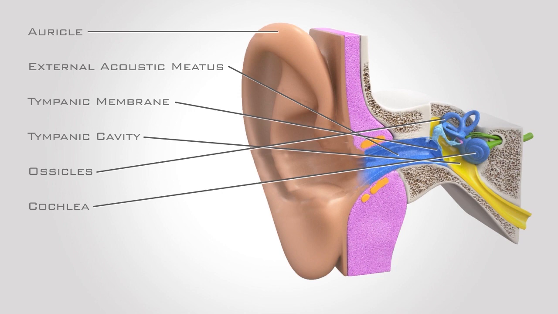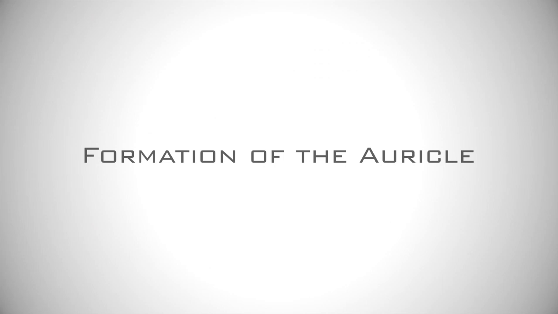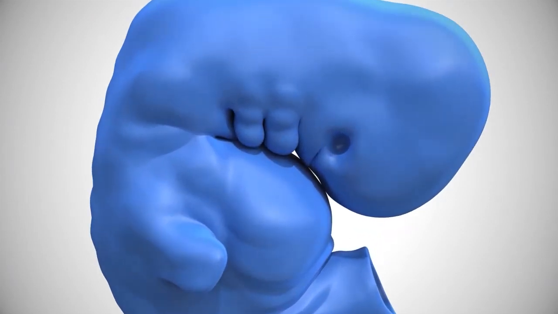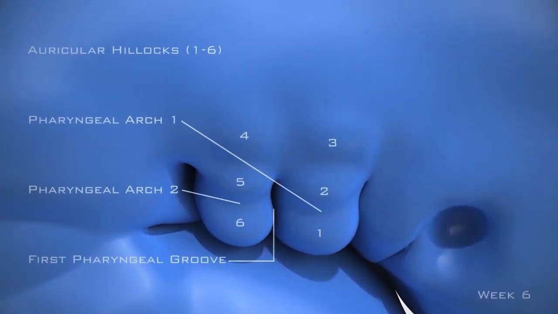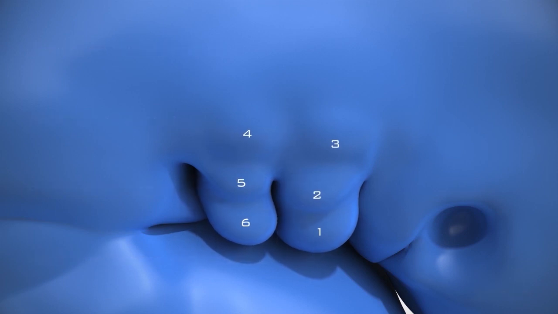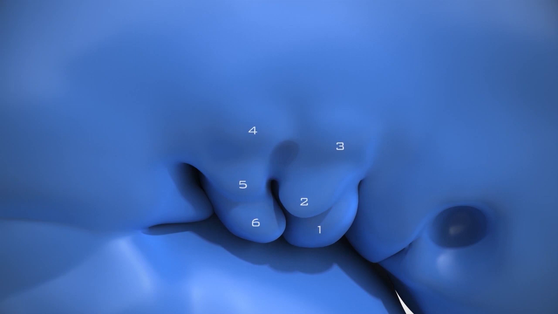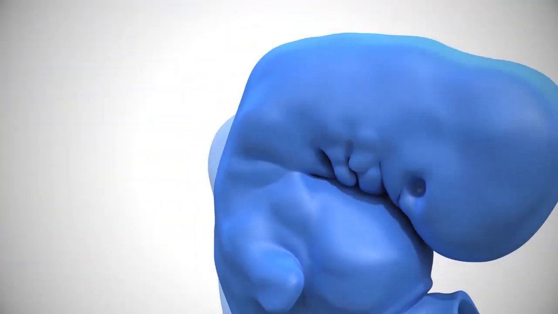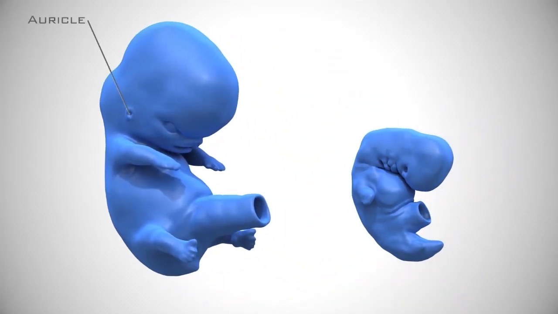Let us now see how the parts of the ear are formed. During the 5th week of development, 6 auricular hillocks arise from the first and second pharyngeal arches. The auricular hillocks are located around the margins of the first pharyngeal groove or cleft, and by the 6th week they fuse to form the auricle and pinna of the external ear.